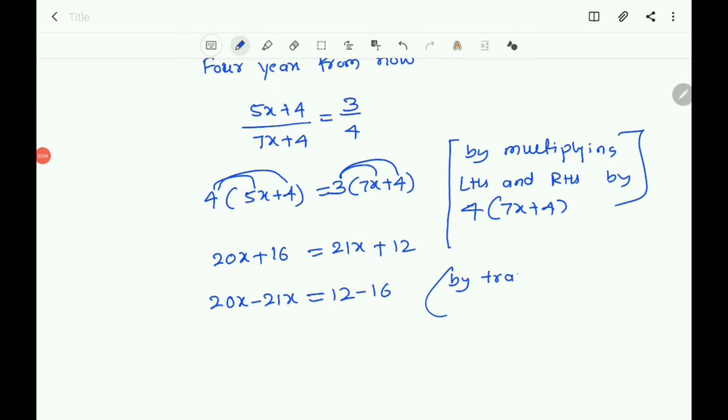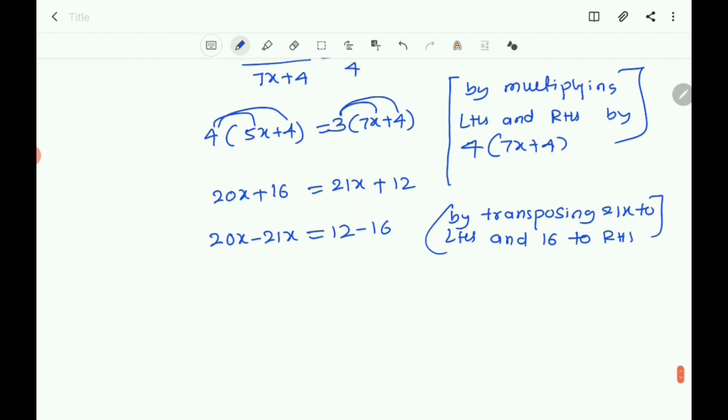By transposing 21x to LHS and 16 to RHS, 20x minus 21x becomes minus 1x. You know that 21 is greater and it is having a negative sign, so you have to subtract 20 from 21. That becomes 1, so the negative sign stays. And 12 minus 16: 16 minus 12 is 4, and the greater number 16 is having a negative sign, so it is minus 4.